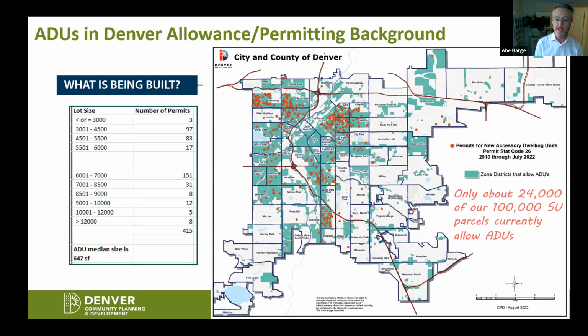And so that chart on the left indicates that all those dots together are 415 ADUs over that time period. That may sound like a lot, but I think in the end, that means the average block does not have an ADU on it. And if ADUs continue to be built at this rate, that will stay true for quite some time.